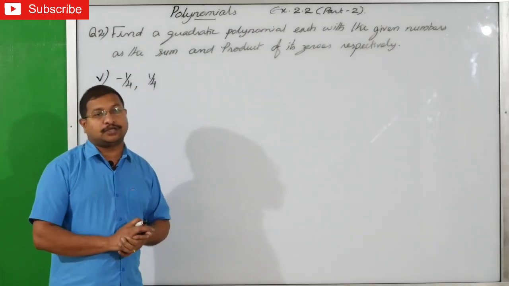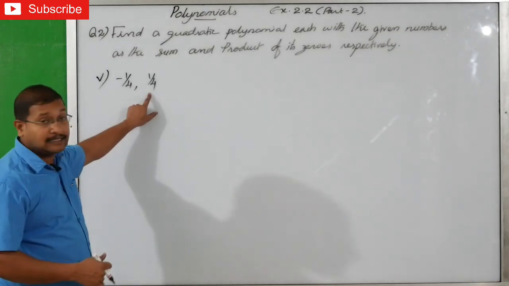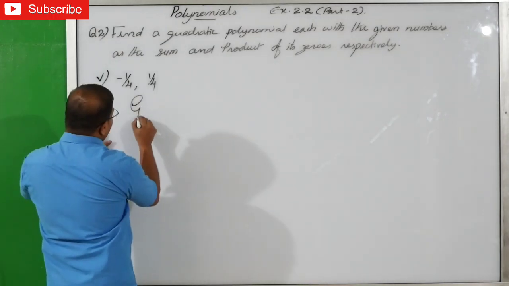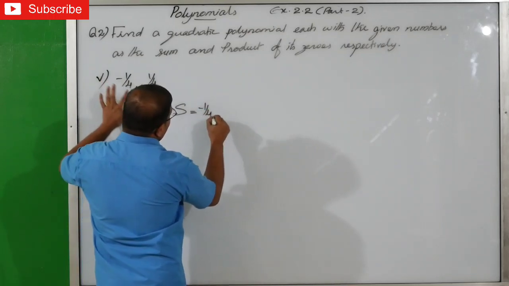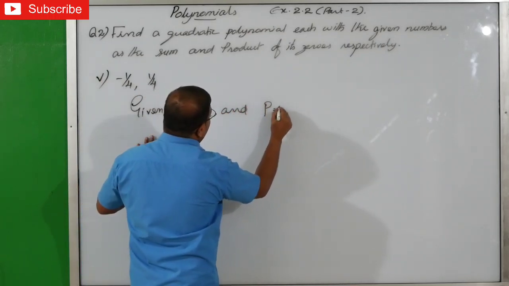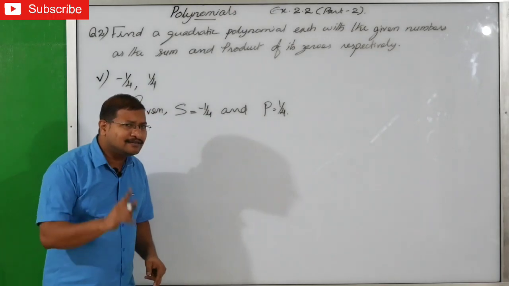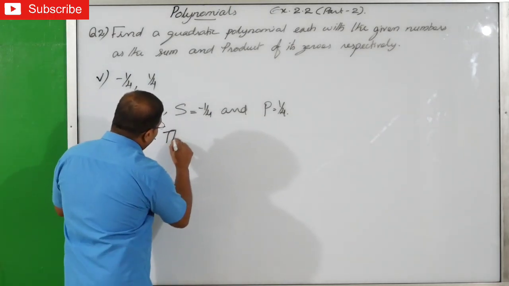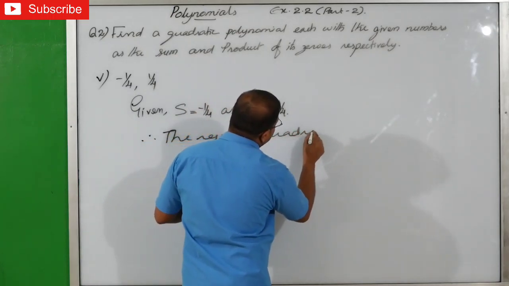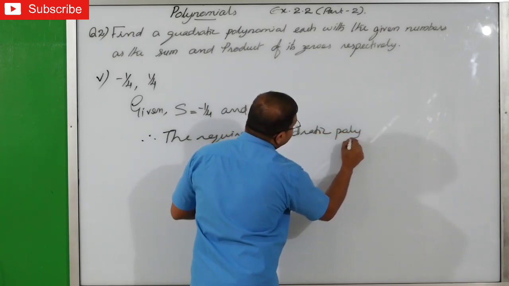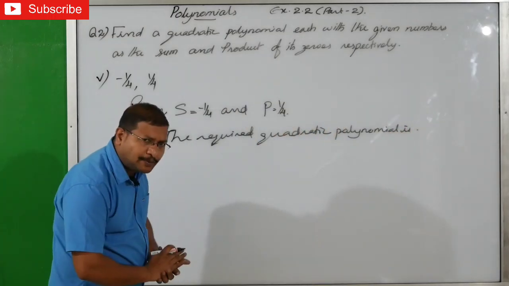Okay, let's see the next question. Question number 5. Minus 1 by 4 is the sum and the product is 1 by 4, isn't it? So we'll write given sum of the zeros s equals minus 1 by 4 and product of the zeros p equals 1 by 4. Ready? Now what will you write? Yes, therefore the required quadratic polynomial is. Tell the formula, what is that?